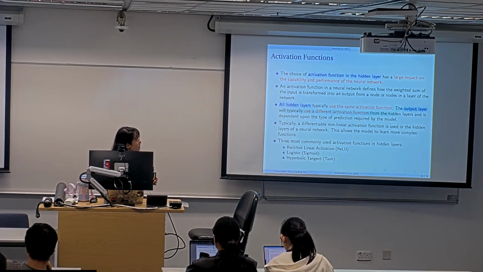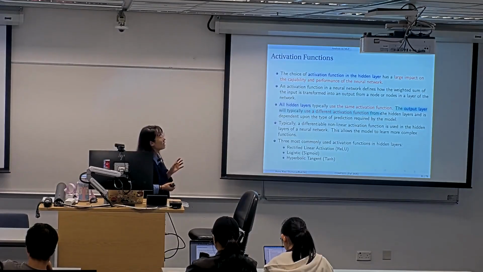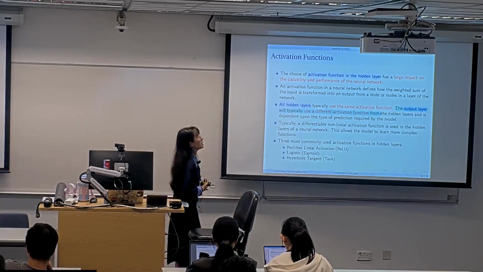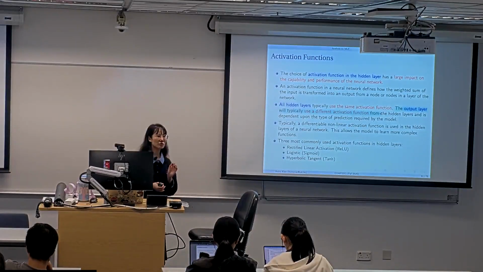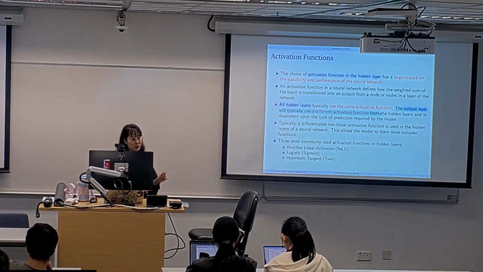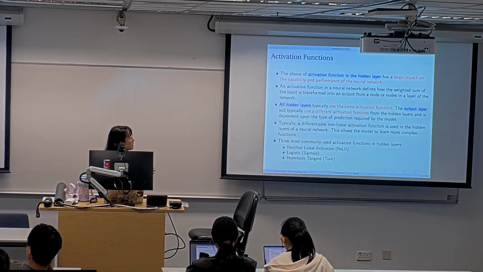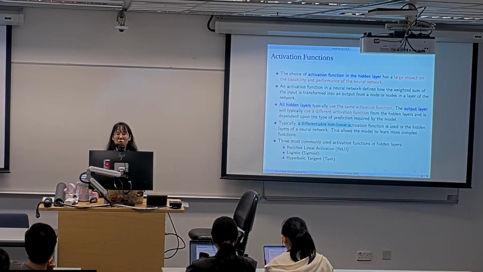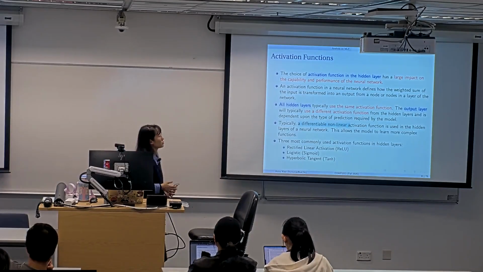The output layer will typically use a different activation function from the hidden layers, because the output layer's activation function depends on the type of prediction required by the model. Later on, we will introduce that for different prediction tasks, we should use different activation functions in the output layer. And typically, the activation function should be differentiable and non-linear. Differentiable because we need to do backpropagation. If we want to do backward propagation, we always need to differentiate the loss function, so the activation function has to be differentiable.